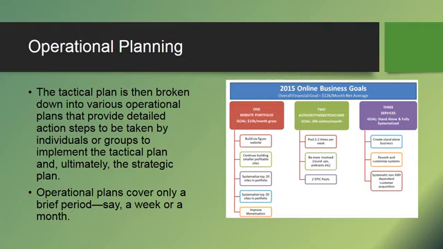Operational planning is the next level, and this is when the tactical plan is then broken down into various operational plans that provide detailed action steps to be taken by individuals or groups to implement the tactical plan and ultimately the strategic plan. Operational plans cover only a brief period, say a week or a month.